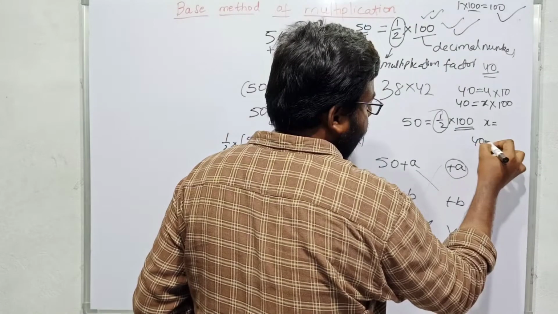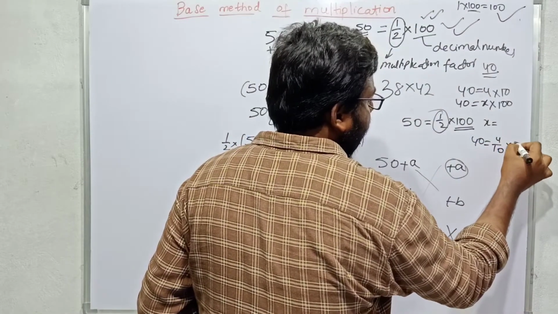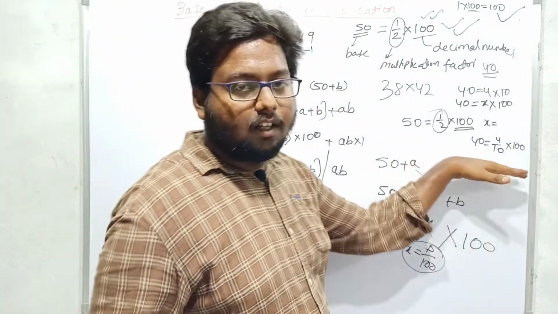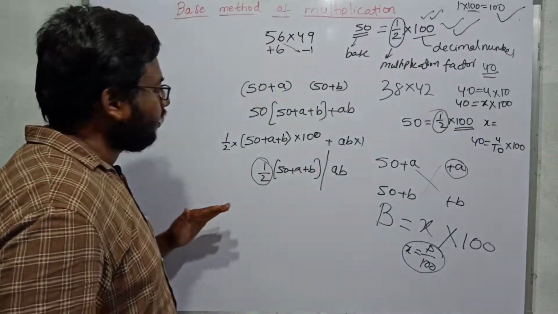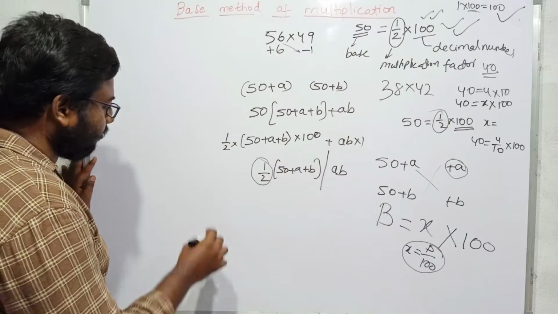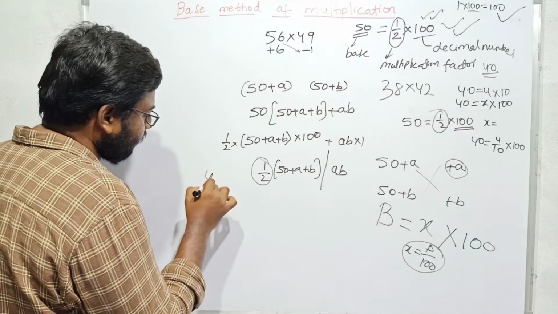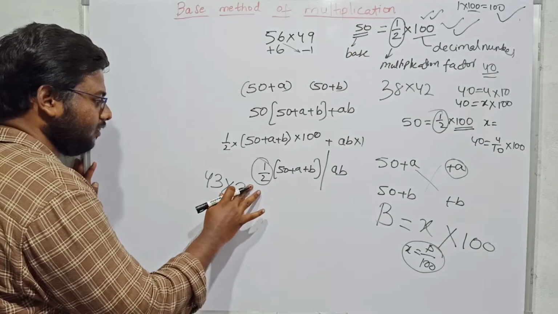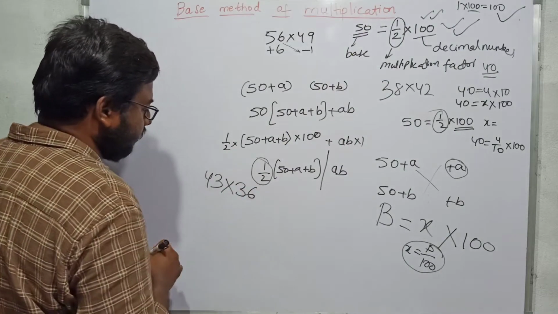No problem. Now I can write 40 as 4 by 10 into 100. That is nothing but 2 by 5, and this is how you can calculate the multiplication factor. I think you got this concept now. If you see one more problem like this, for example 43 into 37. No, I won't take 37 because of a plus b into a minus b. Let us take 36.